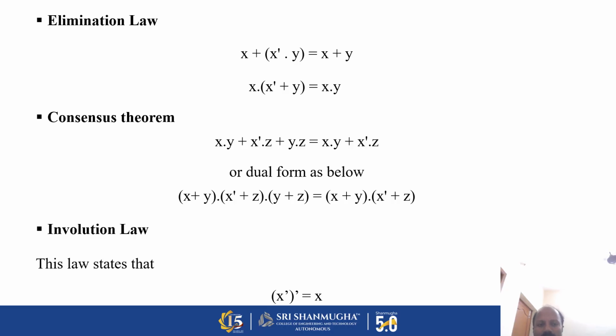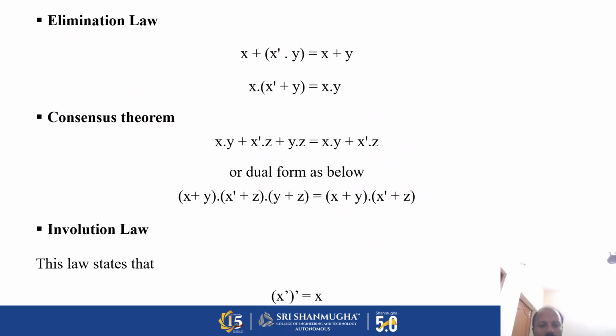Elimination law, that is x plus (x inverse dot y) equal to x plus y, that is the inverse term will be eliminated. Similarly, for the second case also, x dot (x inverse plus y), the inverse term will be eliminated and we will be getting the answer as x dot y.